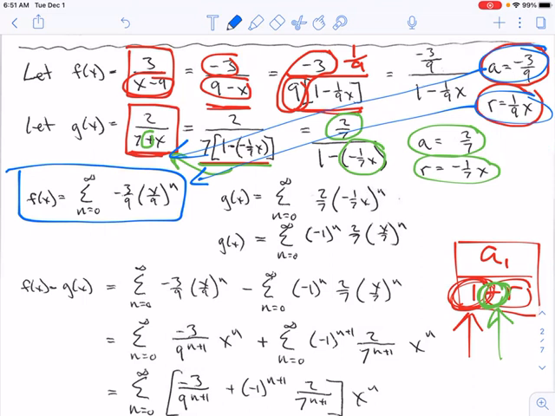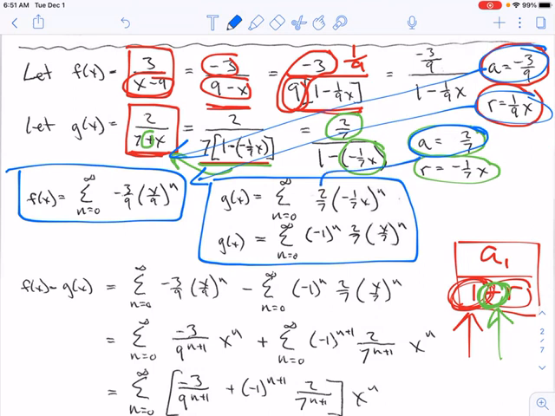G of x, do the same thing. It just takes an extra step. And so we go through and we plug in the 2/7, plugging in the negative 1/7 x as x over 7. And I want to factor out this negative. Okay, I don't want a negative in there. So I factor out a negative 1 to the n. And you can verify that this is going to be the same as this right here. So I factored out that negative. So we have an alternating series for g of x.